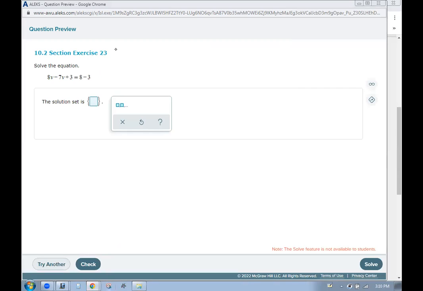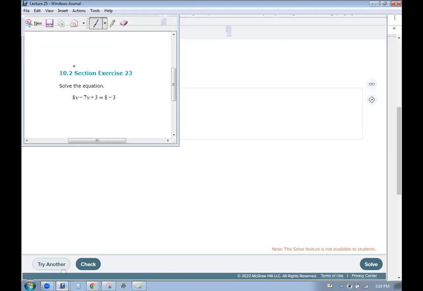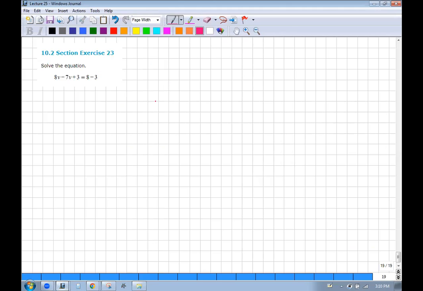Solve. Okay. All right. We can combine like terms. I was going to write this out nicely. 8b minus 7b gives me 1b. 8 minus 3 is 5. And if I subtract 3 from both sides, 5 minus 3 is 2.